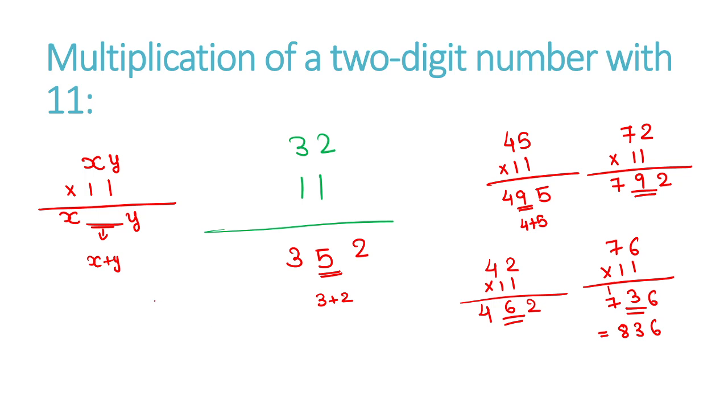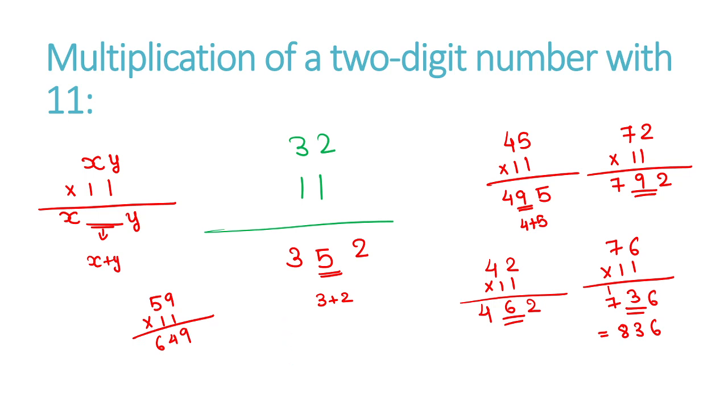For example, if I ask you again, 59 into 11, what is your answer? Try to be a bit quick. Yeah, it is going to be 649. Very good. Okay, let's just have a bigger number now.